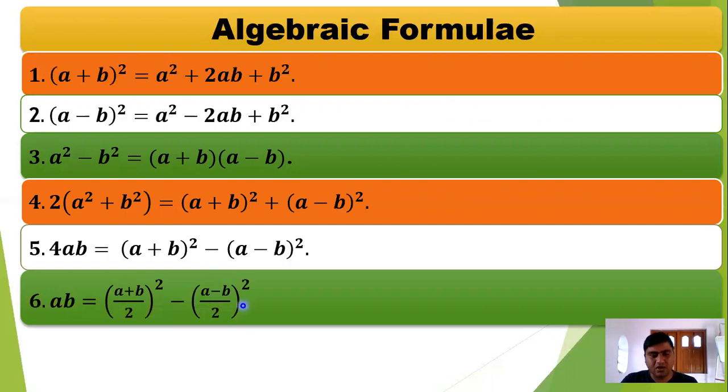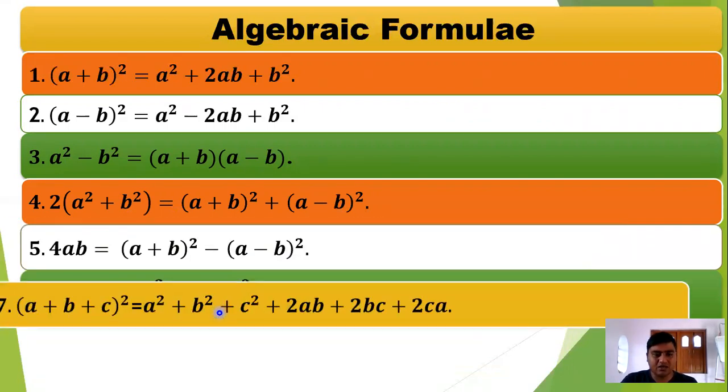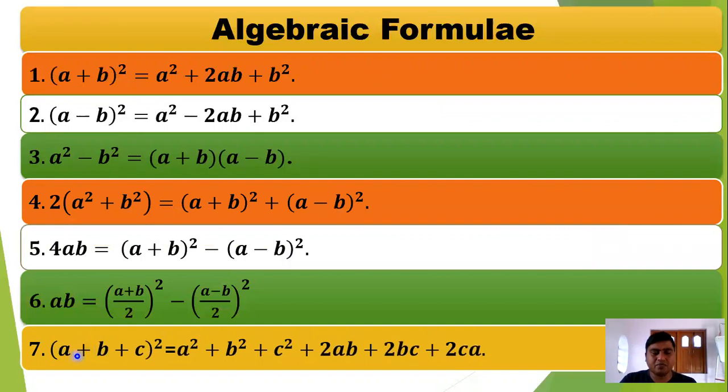And the last formula, formula number 7: (a plus b plus c) whole square is equal to a square plus b square plus c square plus 2ab plus 2bc plus 2ca. Remember this formula and copy it in your maths copy. Very useful formula in algebra. So we remember the formula.